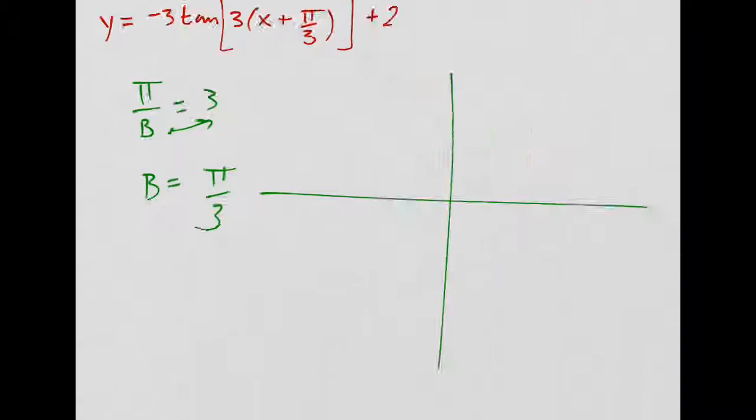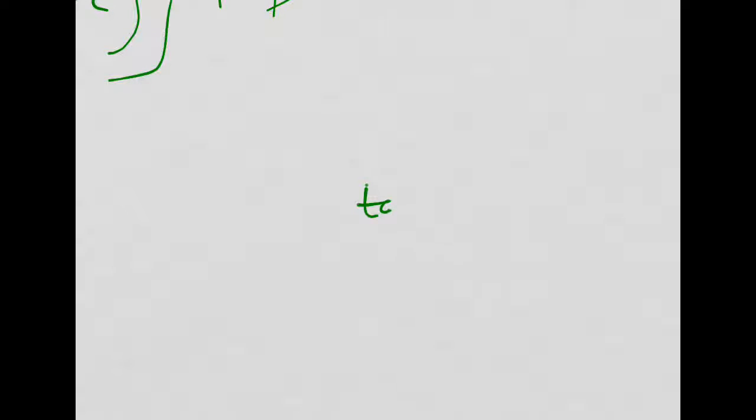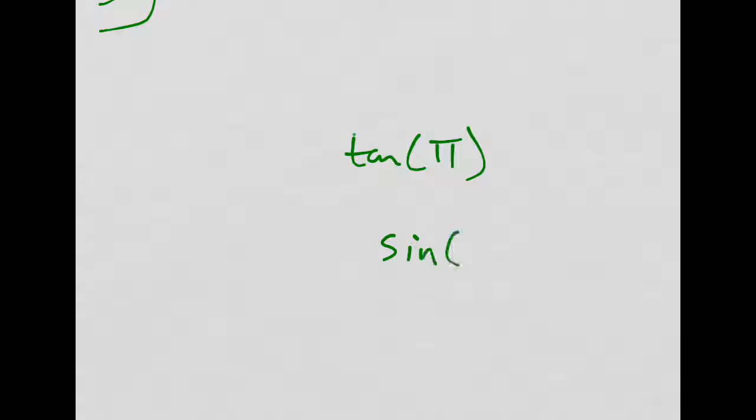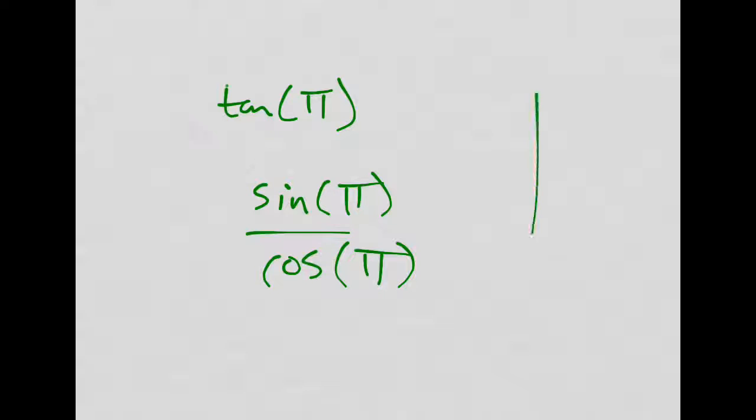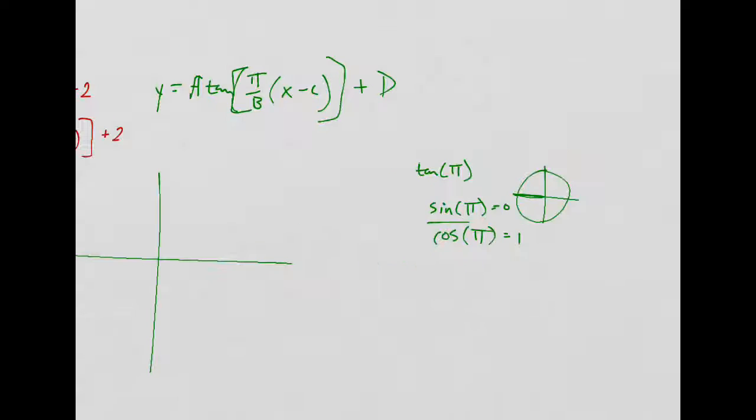So then I'd have tangent of pi. So I'm doing this all by hand. Tangent of pi. That's the same thing as sine of pi divided by cosine of pi, because that's the definition of tangent. So cosine, and then on the unit circle, pi is over here. So this would be 0, this would be 1. I think in class I messed up and I said that it was 0 and there's an asymptote there.